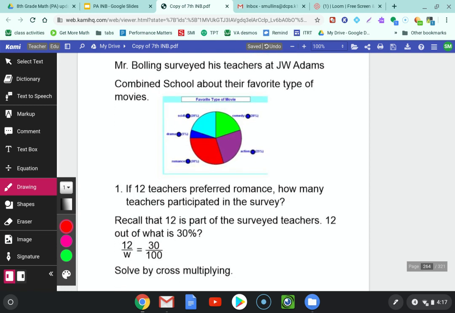Okay, Mr. Bowling surveyed his teachers at JB Adams Combined School about their favorite type of movies. If 12 teachers preferred romance, how many teachers participated in the survey? Okay, so first thing we have to do is remember that 12 is only part of the survey teachers. So romance was 30%. So 12 out of what number is 30%? Okay, because that will tell you how many were surveyed. If 30% of them, or 12 of them, preferred romance.